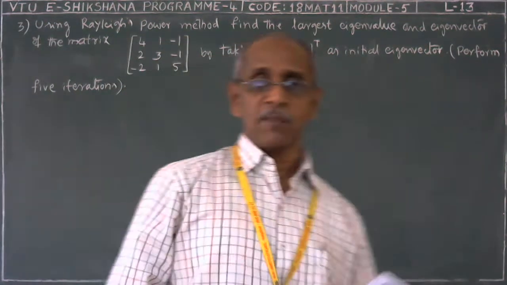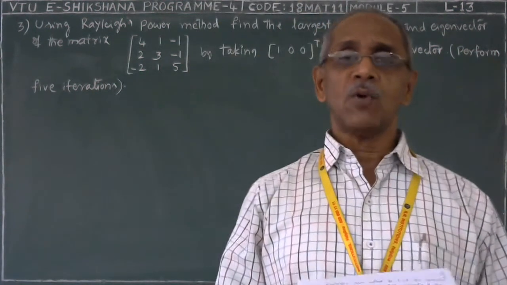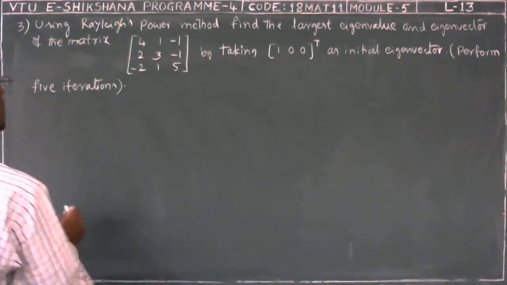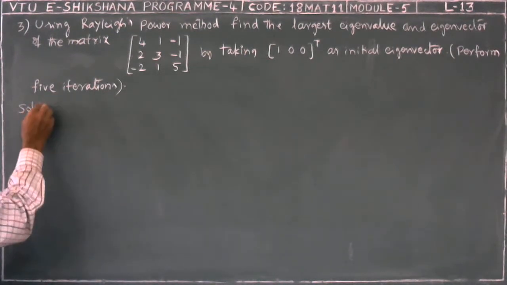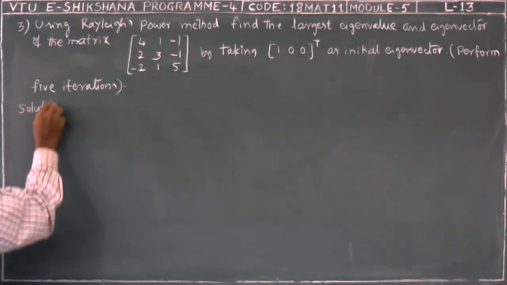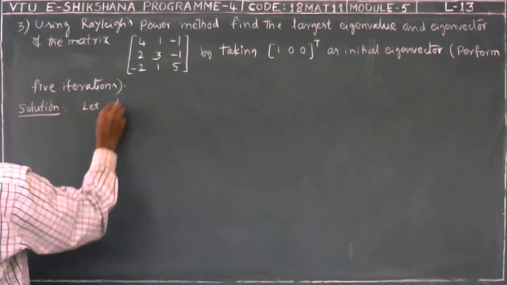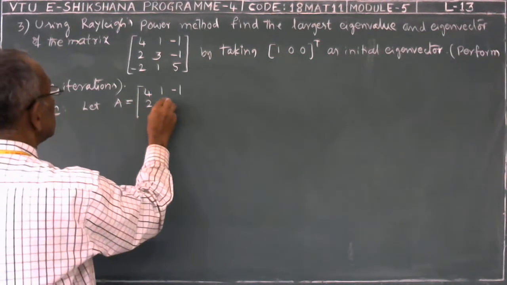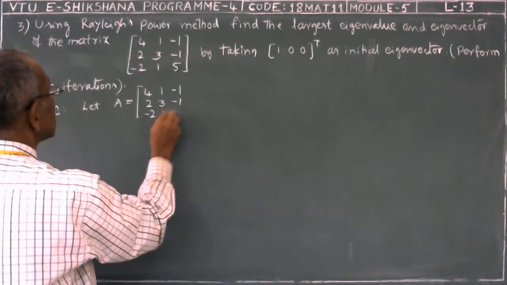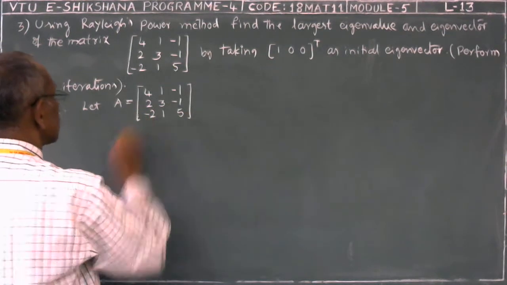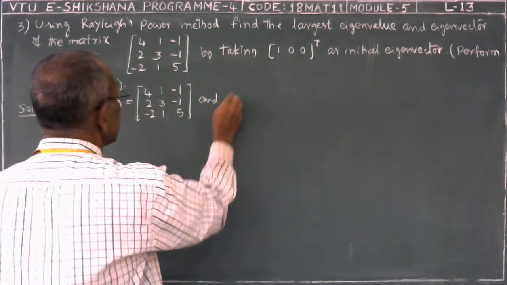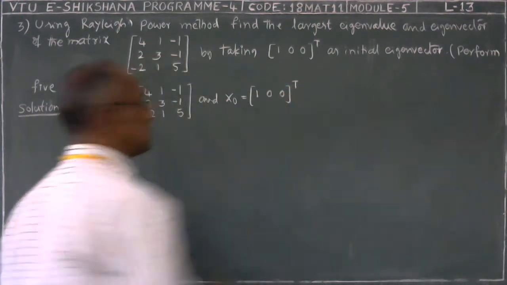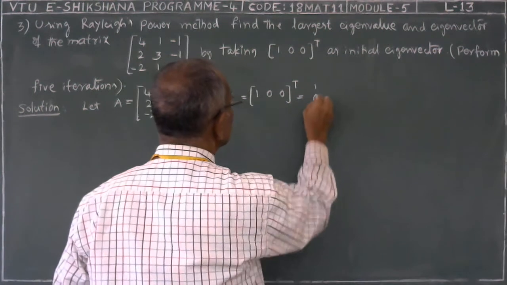Like in the previous problem where we performed 7 iterations, here the restriction is you perform only 5, and then locate the largest eigenvalue and the corresponding eigenvector. So the first step, let us give a name to this matrix. Let matrix A be the given matrix 4, 1, -1, 2, 3, -1, -2, 1, 5, and x0 is 1, 0, 0 transpose. That means the column matrix 1, 0, 0.